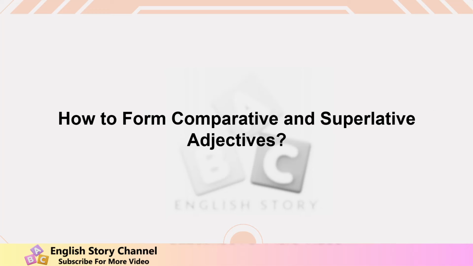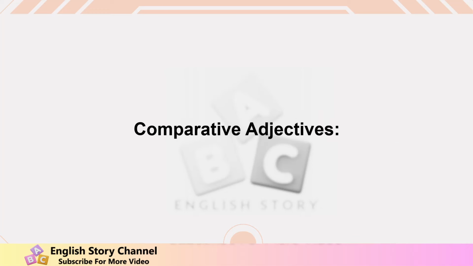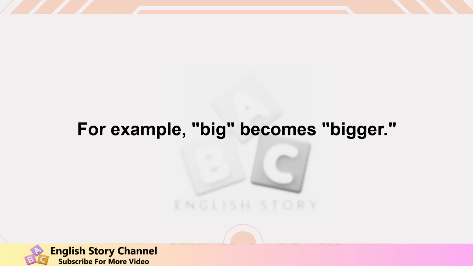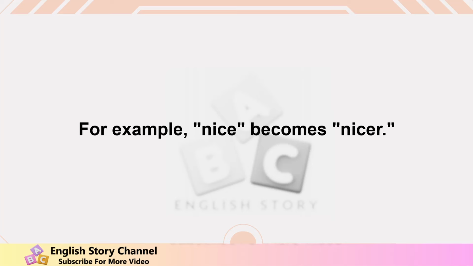How to form comparative and superlative adjectives. Forming comparative and superlative adjectives is easy once you understand the basic rules. Comparative adjectives. For most adjectives, add "er" to the end of the adjective to form the comparative. For example, big becomes bigger. If the adjective ends in "e", just add "r". For example, nice becomes nicer.